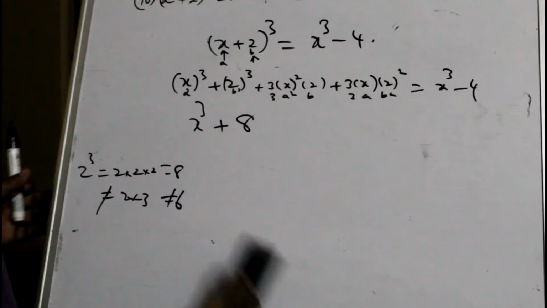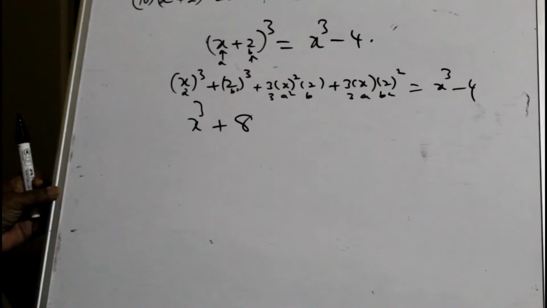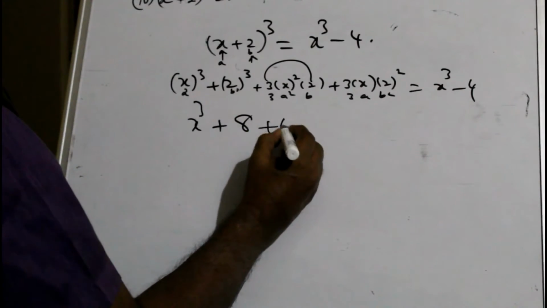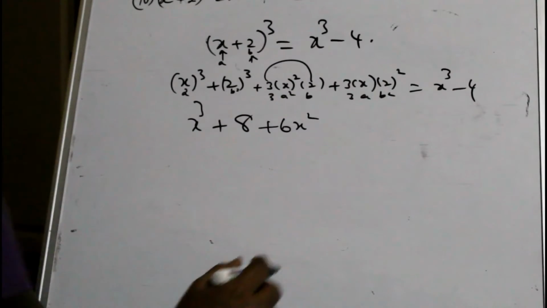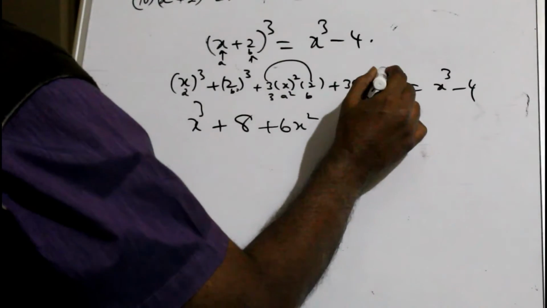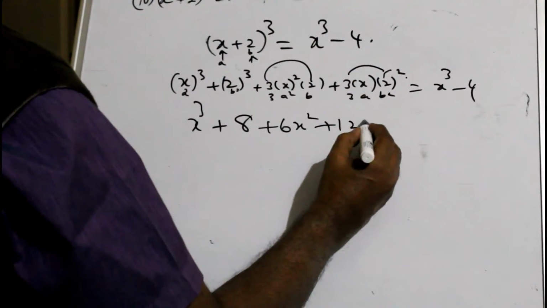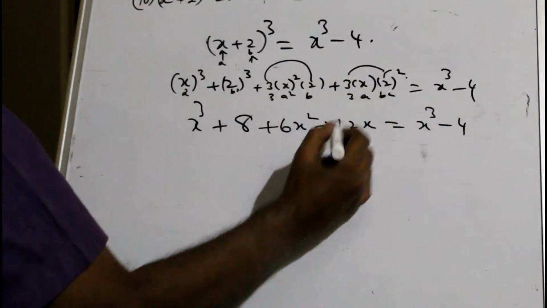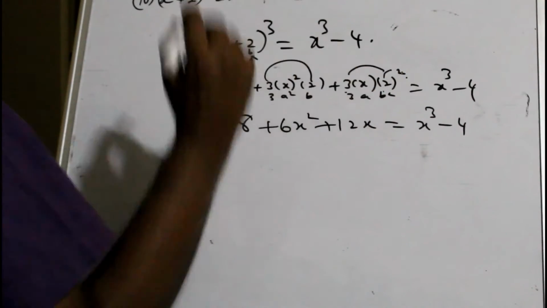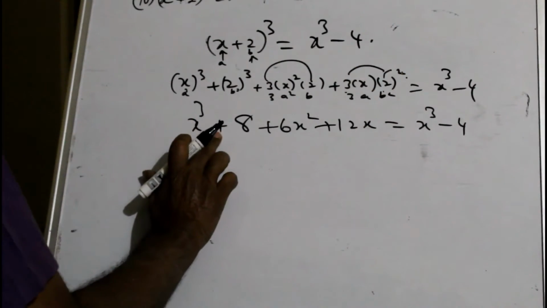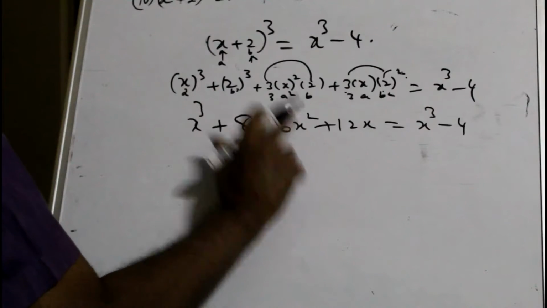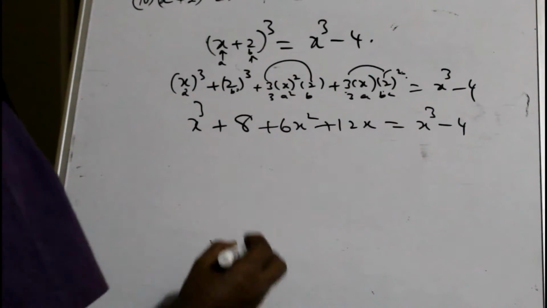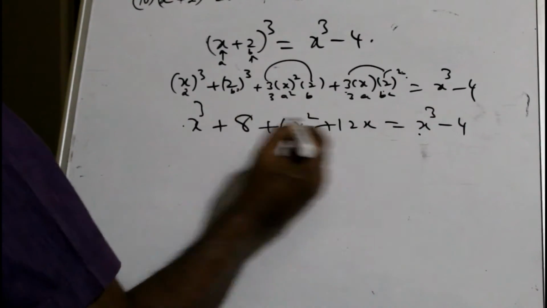And when you continue, you get 3 2s are 6, you get 6x square. Next, 2 square is 4, 4 3s are 12, into x, equal to x cube minus 4. Look here, numbers you must do right first. 2 square is 4, 4 3s are 12. Always you must write signs first, numbers next, and variables or alphabets third. Now look here, this x cube is plus, this x cube is plus.